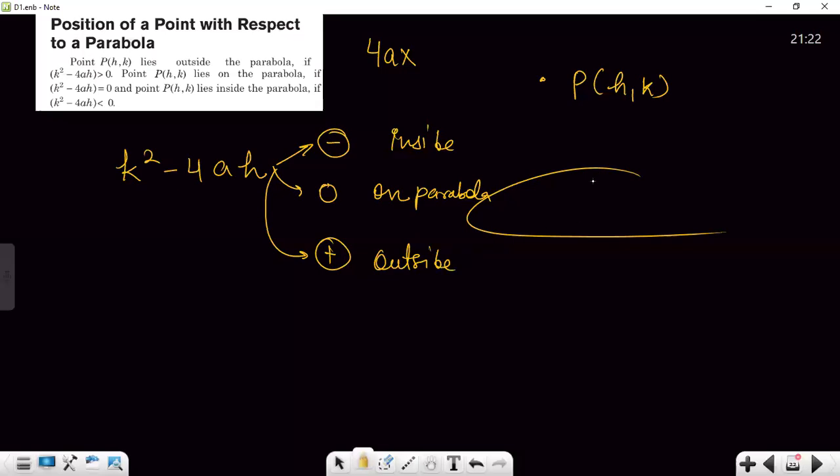Outside the parabola means outside this concave shape. Inside the parabola means inside there. On the parabola means somewhat on the line, somewhat on the curve. Is this thing clear? Yes, sir. If we are discussing the parabola x square is equals to 4ay, then h and k will be reversed.